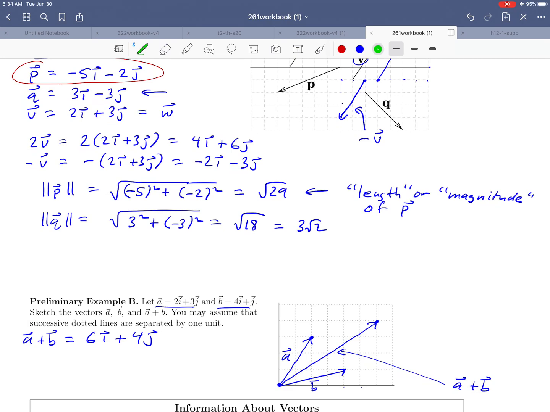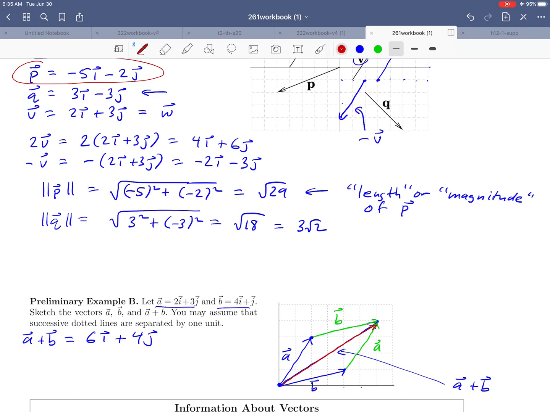So the vector B that you see at the bottom, there's a copy of B kind of sitting here. Notice that that vector has the same i and j components. It's 4 to the right and 1 up. Okay, and then there's another copy of A sitting here. And so what's interesting about A plus B is that it forms the diagonal of a parallelogram that we just drew. Okay, and that's a property that the sum of two vectors is always going to have.